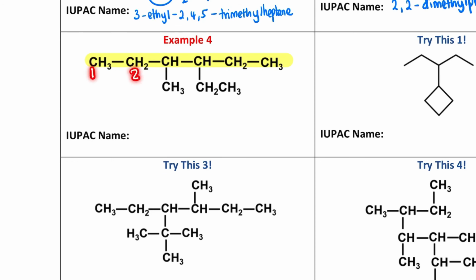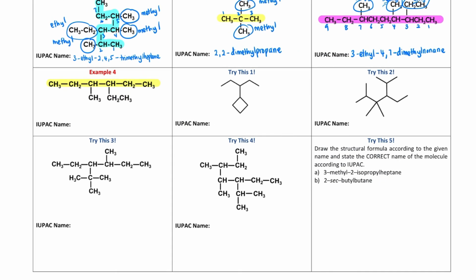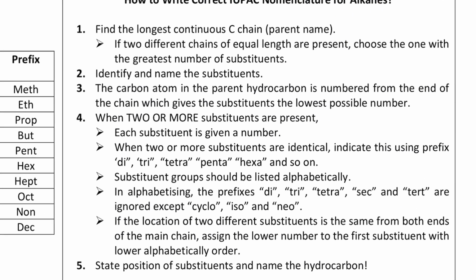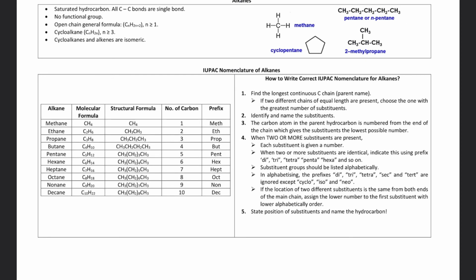Sebab kalau kamu kira dari kiri, 1, 2, 3, jumpa substituent. 4, 5, 6. Kalau kamu kira dari kanan, 1, 2, 3, 4, 5, 6, sama juga. Carbon number 3, kamu jumpa substituent. So inilah another rule yang saya cakap tadi. If the location of two different substituent is the same from both end, maksudnya kalau kamu kira dari kiri, nombor 3 jumpa substituent, dari kanan pun nombor 3 jumpa substituent, kena pilih number yang bagi first substituent tu yang first lower alphabetical order.